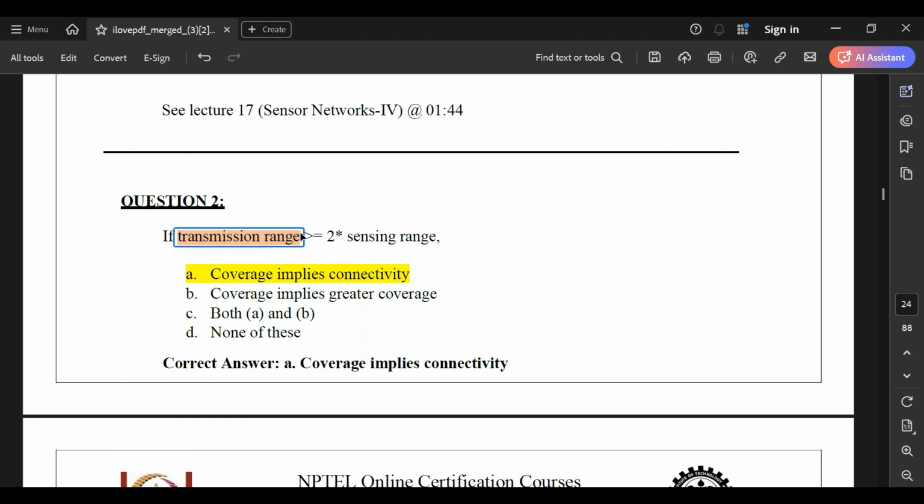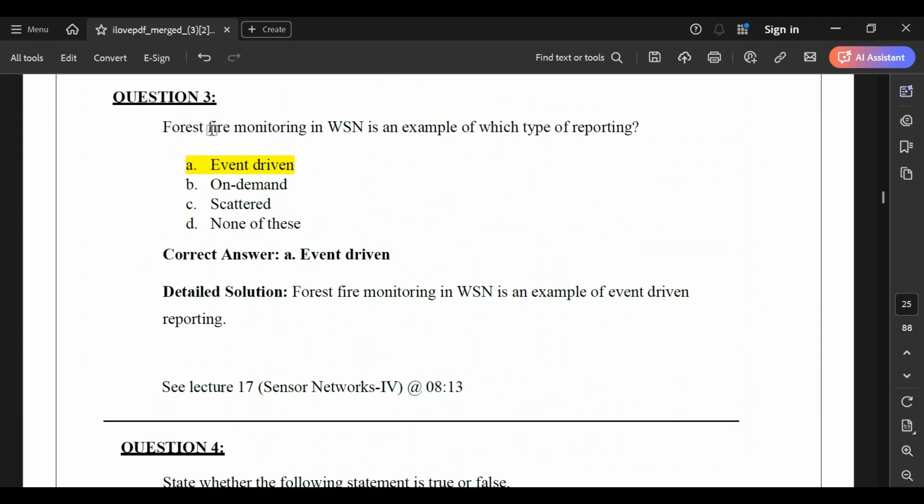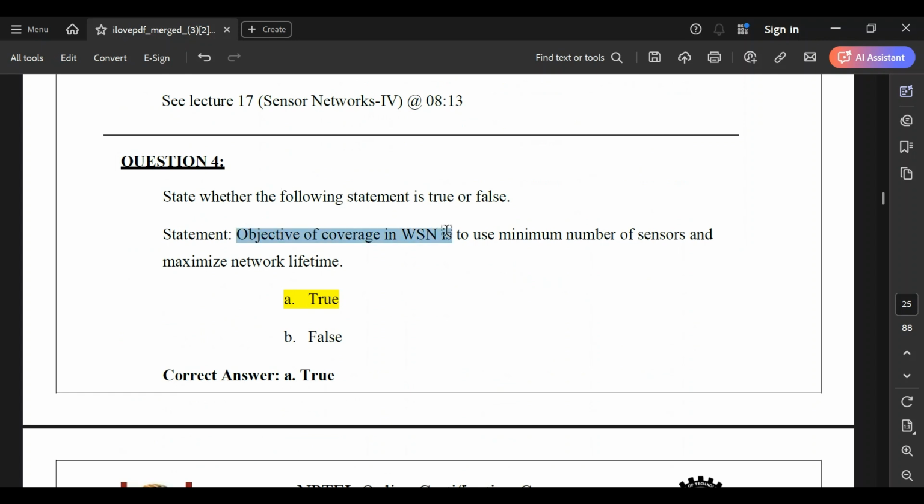If transmission range is greater than or equal to 2 times the sensing range, then coverage implies connectivity. This was the question asked in the final exam held in the NPTEL that I remember. And forest fire monitoring in WSN is an example of which type of reporting? So it is event driven. And the objective of coverage in WSN is to minimize the number of sensors and to maximize network lifetime.